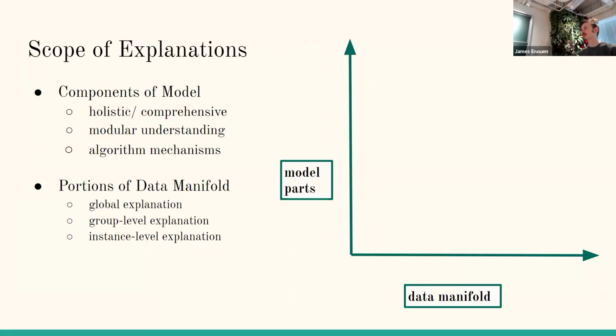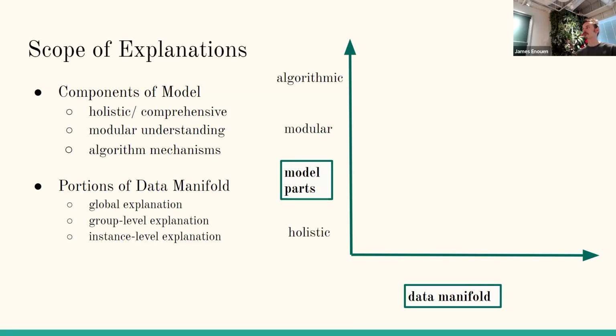Now let's look at two specific aspects of an explanation: the components of the model which it's explaining, and the portions of the data that it's explaining. Of course, when I project down to these two axes, we're missing a lot of other important information for explanation. Is it useful for this specific task? Is it useful for humans? Is it easy to understand? But ignoring that for now, we can ask how much of the model we want to explain.